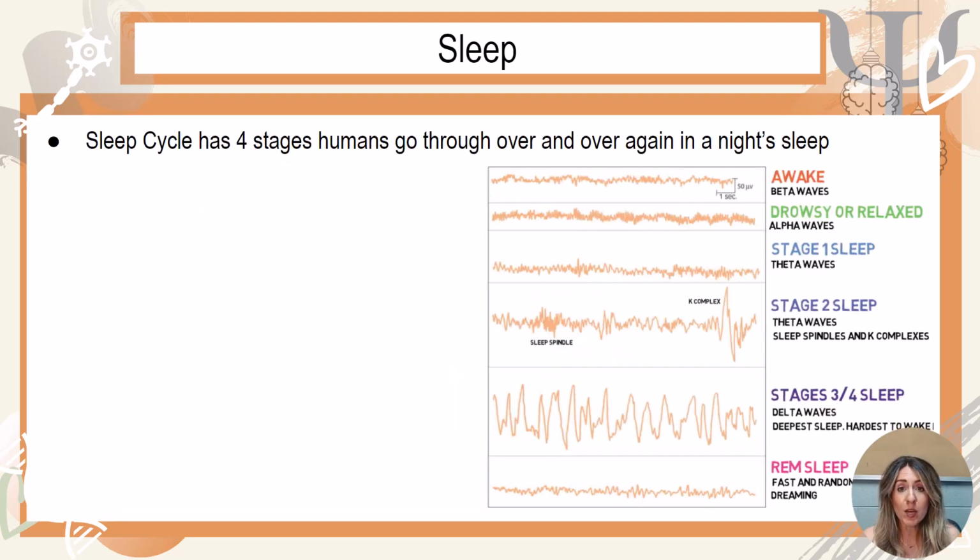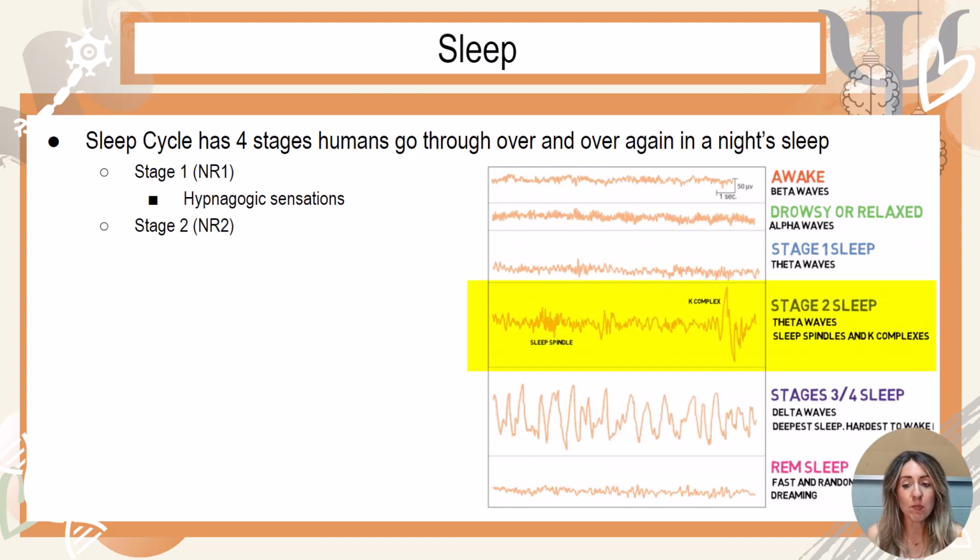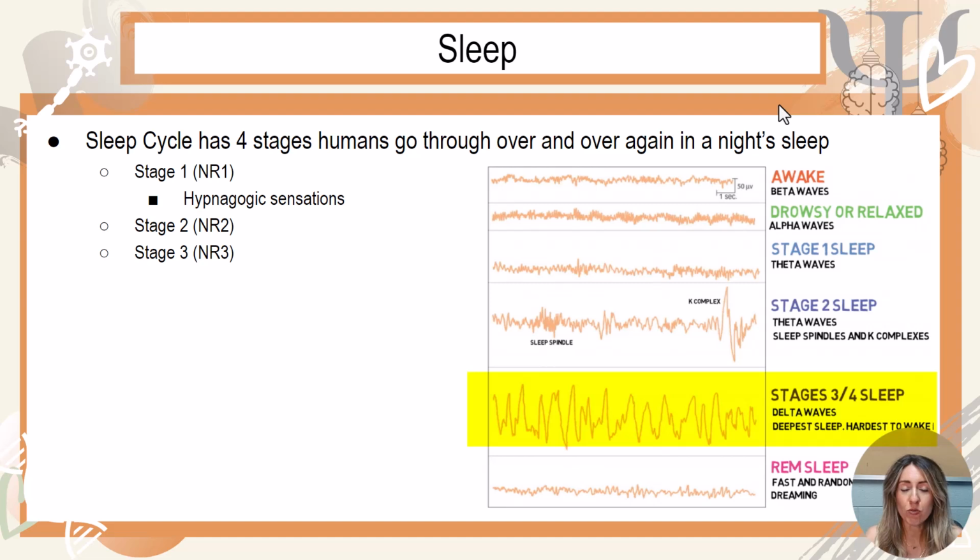Okay, so let's talk about these different stages. Like I said, it has 4 stages that humans go through over and over again in the night's sleep. So the first stage, stage 1, this is when you are in the lightest sleep. It's when you have those hypnagogic sensations, so like the floating sensation or the falling or the jerking, right? Those happen in stage 1. Stage 2 sleep, and the sleep waves you can see are getting a little bit deeper and slower, and this is when you have special waves called sleep spindles and K complexes that come into play that are connected with memory.